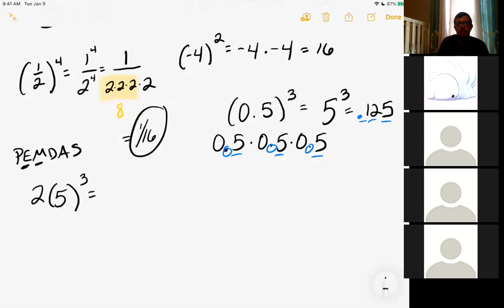So we just did 5 to the 3rd power in the last problem. 5 to the 3rd power was 125. So this is 2 multiplied by 125, which is 250, which is quite a bit different from the answer you would get if you multiplied first. You'd get 1,000 if you multiply 2 times 5 and then took it to the 3rd power. Makes quite a big difference when you do it that way.